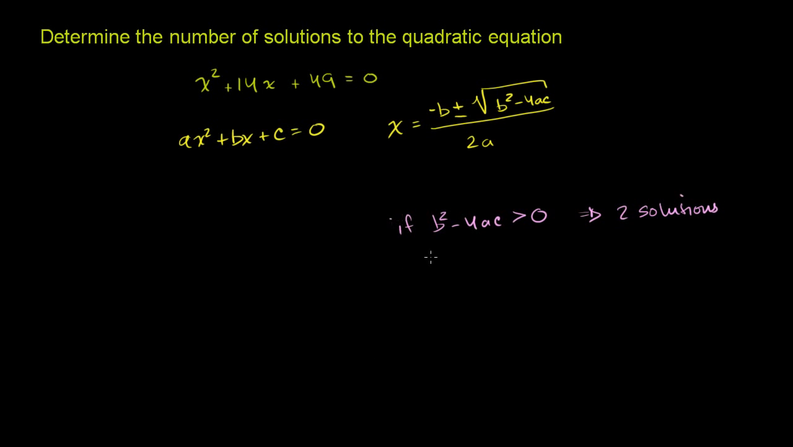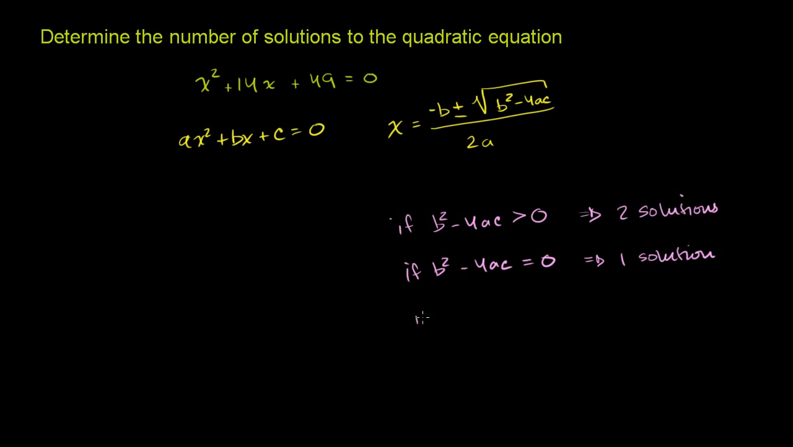Now, what happens if b squared minus 4ac is equal to 0? If this expression under the radical is equal to 0, you're just going to have the square root of 0. So it's going to be negative b plus or minus 0. And it doesn't matter whether you add or subtract 0, you're going to get the same value. So in that situation, the actual solution of the equation is going to be negative b over 2a. There's not going to be this plus or minus. It's not going to be relevant. So you're only going to have one solution. So if b squared minus 4ac is equal to 0, you only have one solution.